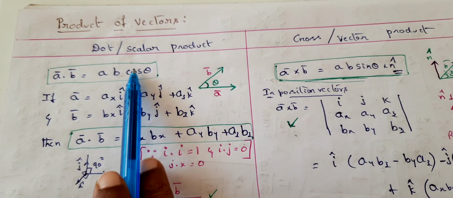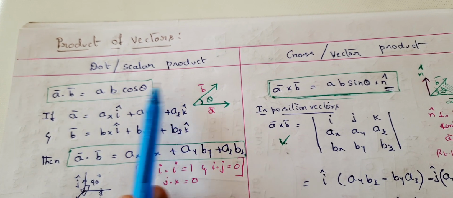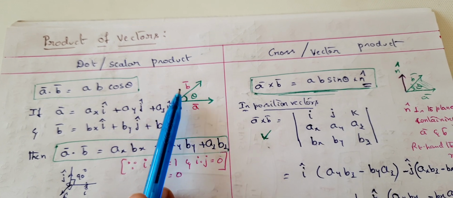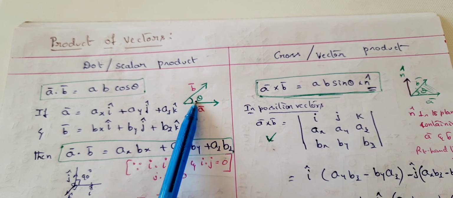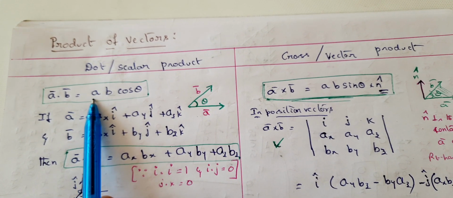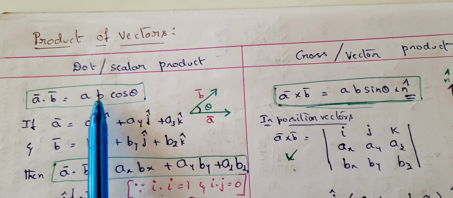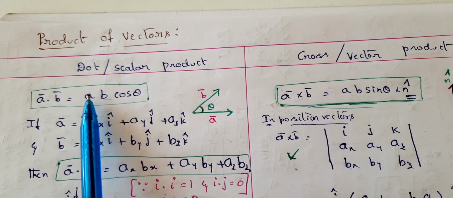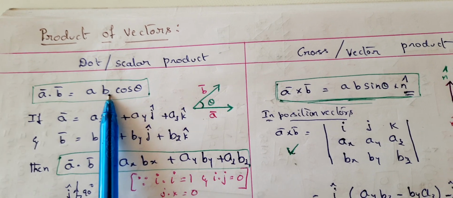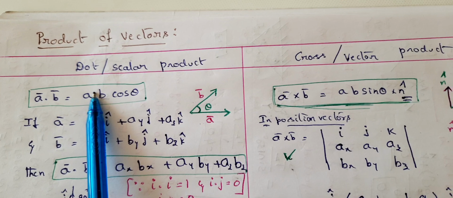See, dot product is defined as A bar dot B bar. Suppose A bar and B bar are two vectors where their angular separation is theta, then A bar dot B bar is defined as AB cos theta. Here A means modulus of A bar, which is the magnitude, a scalar quantity. B means modulus of B bar, which is the magnitude, a scalar quantity.